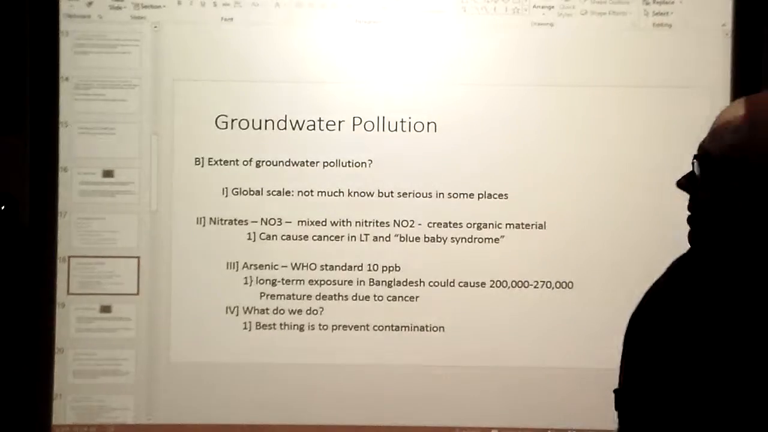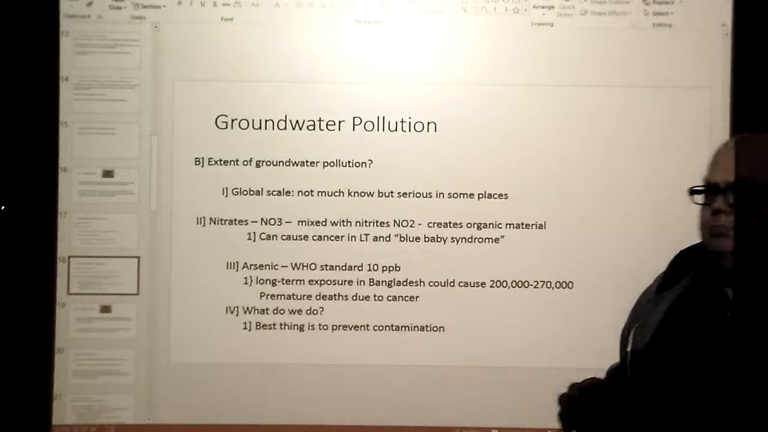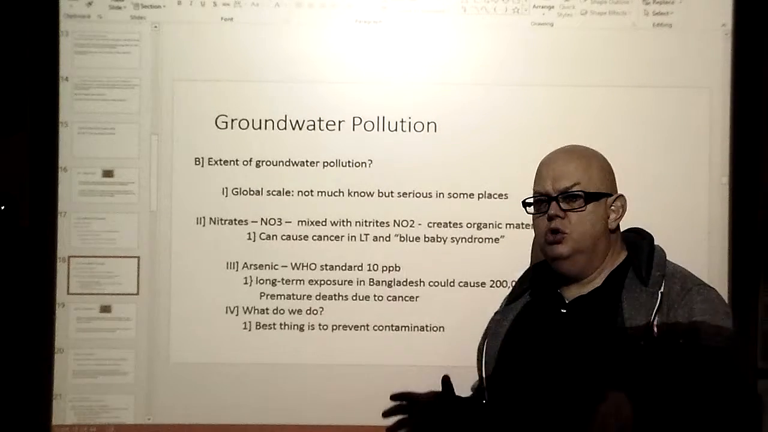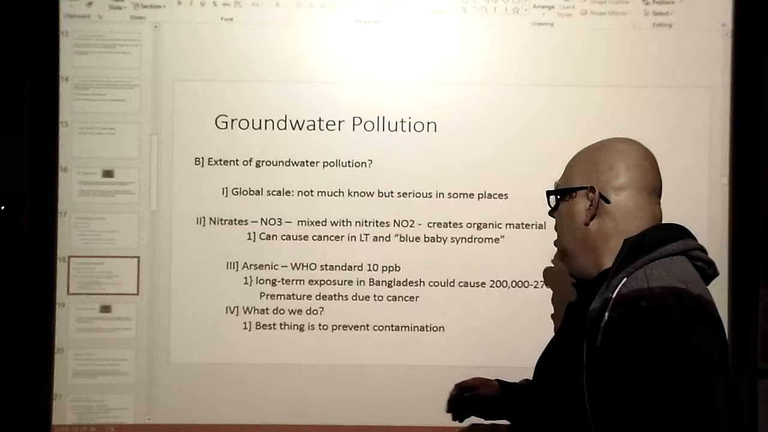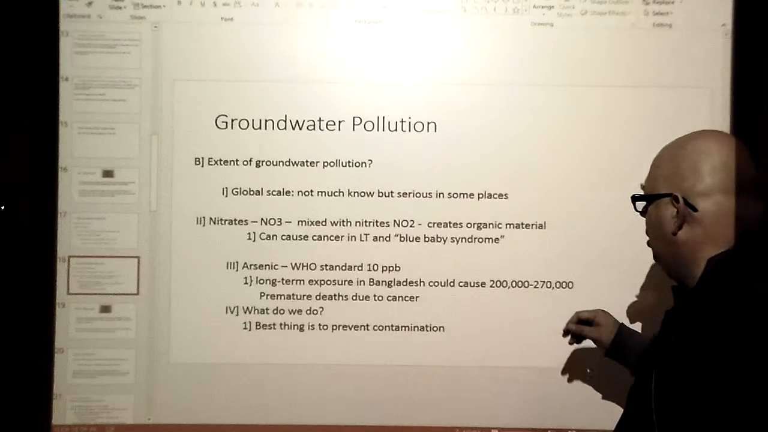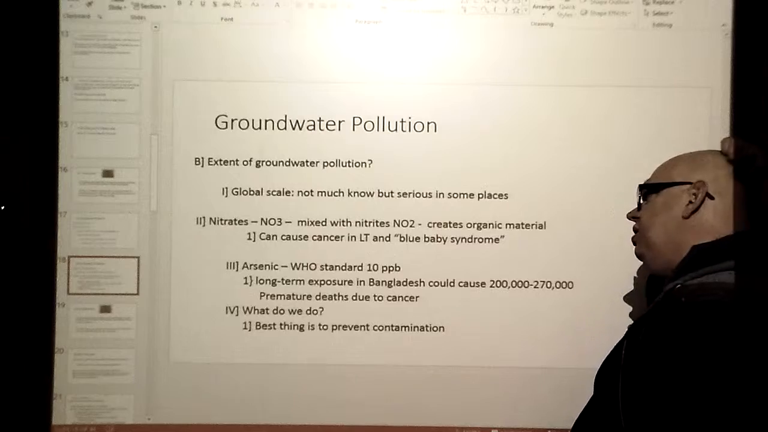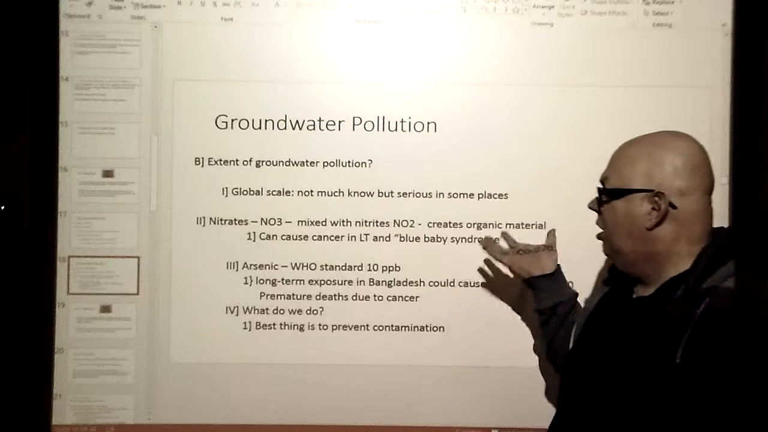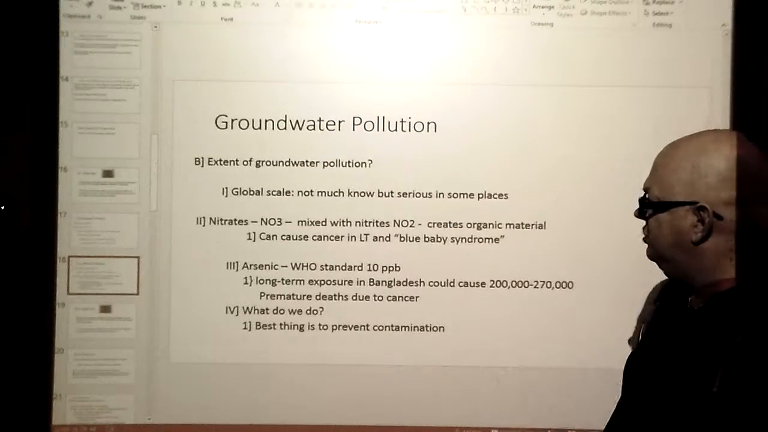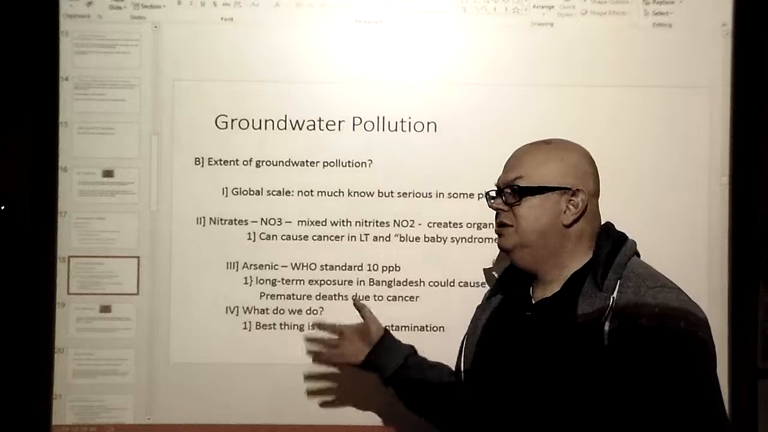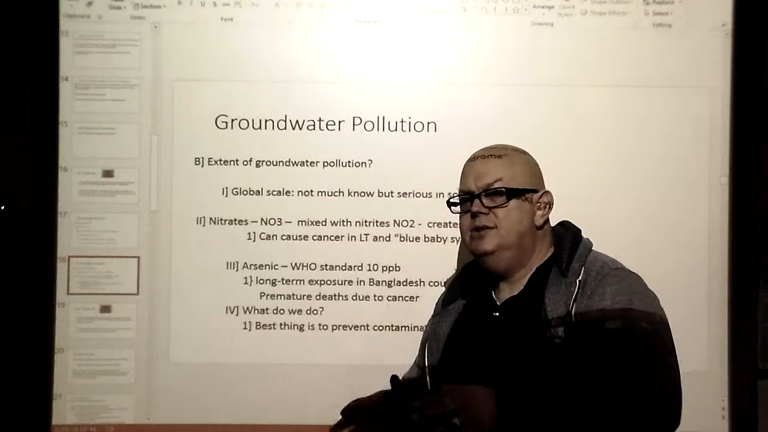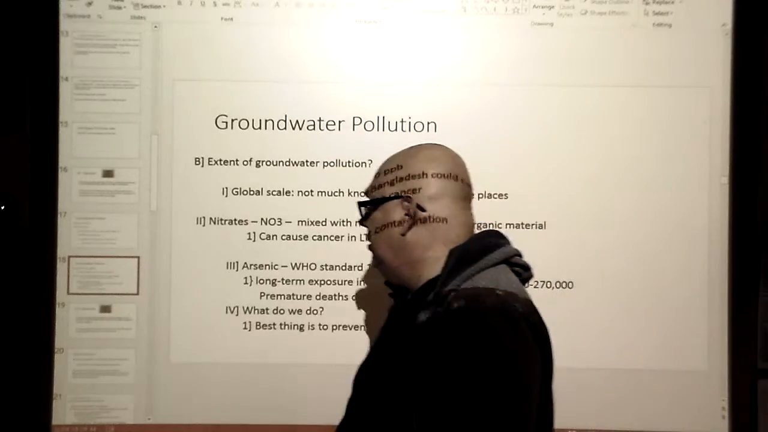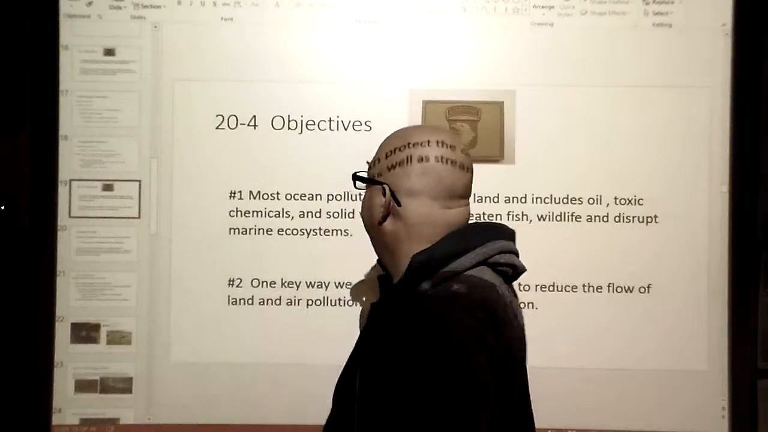I think I need to do something to show you guys parts per million, parts per thousand, parts per billion. I need to show you the concept of concentration. Long-term exposure in Bangladesh could cause 270,000 premature deaths due to cancer. What in the world do we do when we have arsenic and water pollution? Well, the best thing is to prevent contamination. Well, this is kind of like a duh. It's easier to prevent something than it is to go and clean it up. It's also cheaper too. All right, let's keep going.